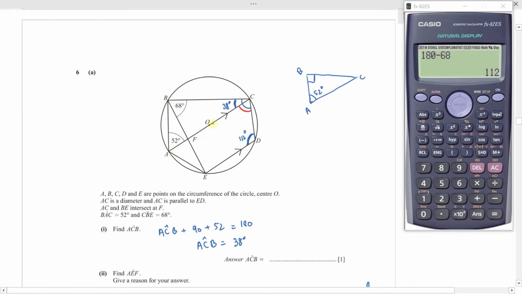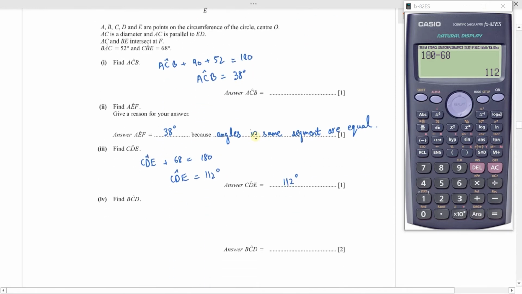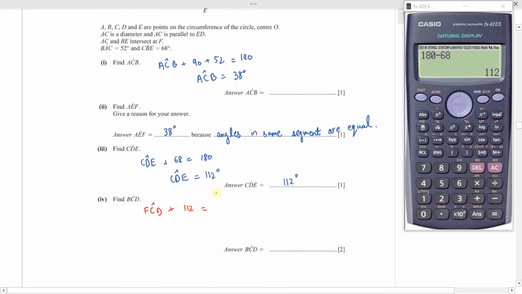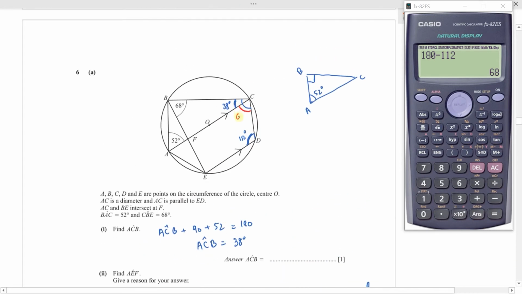Now if you look, AC, this line is parallel to ED, and this line CD is passing through these two parallel lines. So that means this red angle and this 112 degrees are interior angles of these two parallel lines. So I can calculate FCD. FCD plus this 112, these are interior angles of two parallel lines, so they should sum up to 180 degrees. So angle FCD will be 180 minus 112, which is 68. So this angle here is 68 degrees.